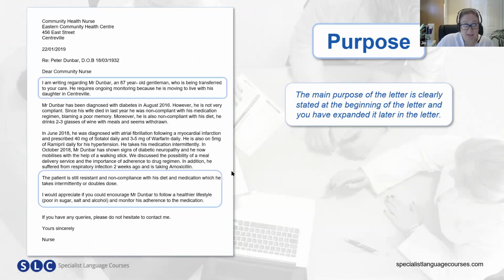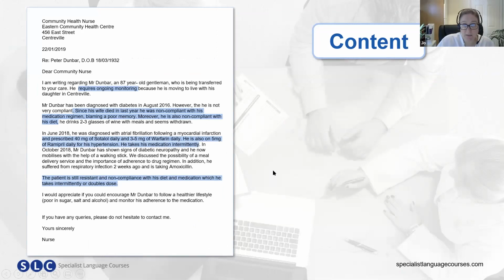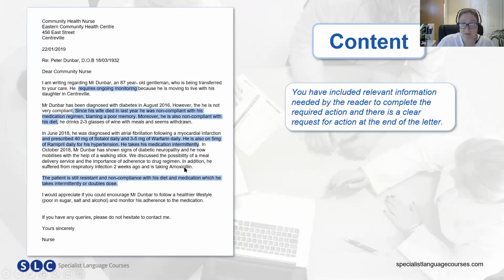Let's look at the content. The student has included relevant information, and they have the details they need in order to carry on the required action. And there is that clear request for action at the end of the letter. So the reader would know exactly what to do.